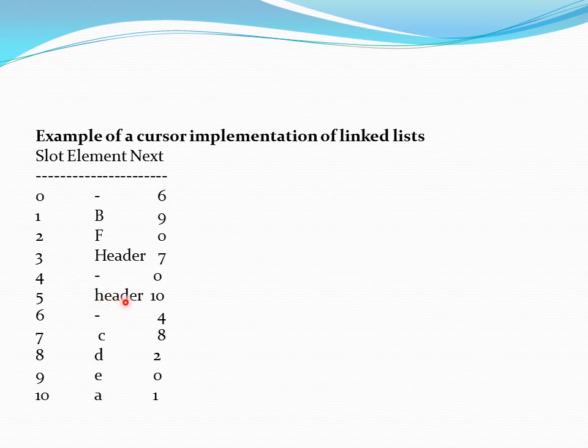Next, another list is there. Header. Here position 10. So first element is A. Next position contains index 1. So next element B. Here next element 9. 9 means E. Next 0. 0 notes end of the list. So the second list contains A, B, E.